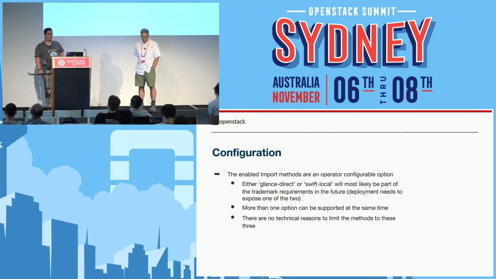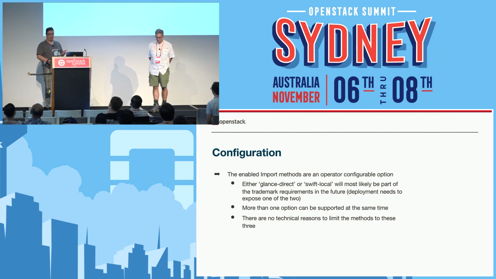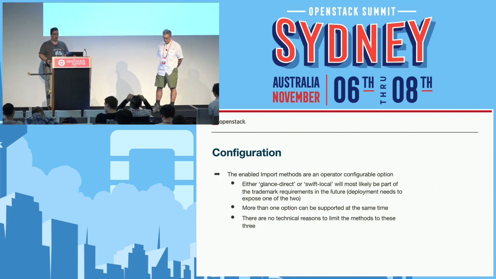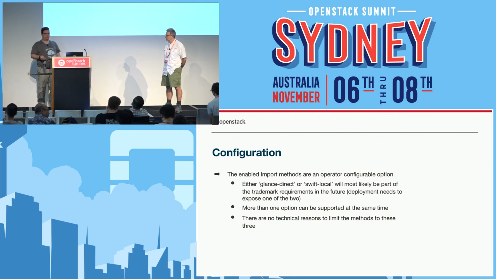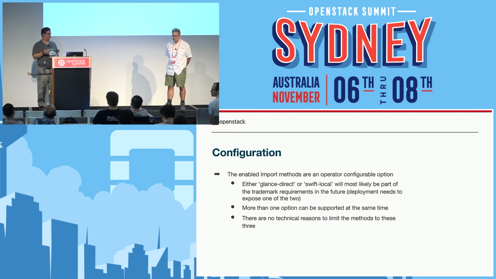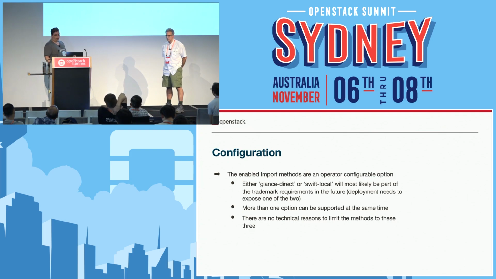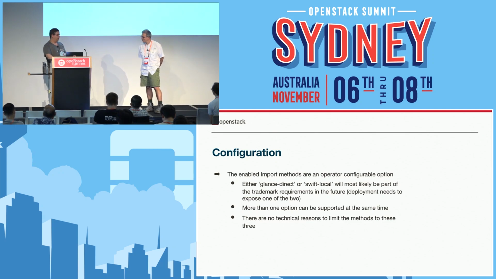And the methods themselves are an operator-configurable option. So the Glance Direct, Swift Local, HTTP download, it's a list. You can have one item there, you can have three items there, and it defines what operations Glance will allow, and also what kind of information the discoverability point will provide the end user. And those three are the ones that we have planned and designed to be used.